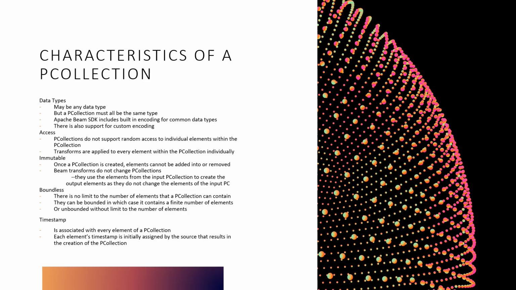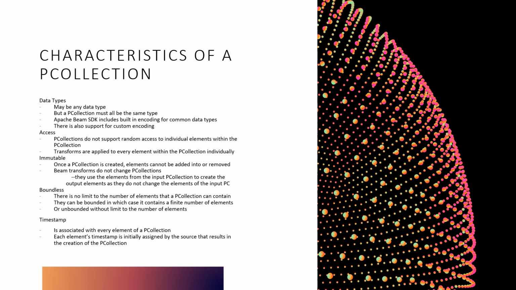Here we have characteristics of a PCollection, and I've broken down the different characteristics of a PCollection. So the data types can be any data type, but in a PCollection, they all have to be the same data type. So if you have different data types, you need different PCollections. Apache Beam SDK includes built-in encoding for common data types. There is also support for custom encoding. PCollections do not support random access for individual elements within the PCollection. Transforms are applied to every element within the PCollection individually.